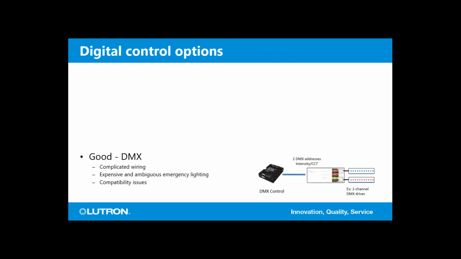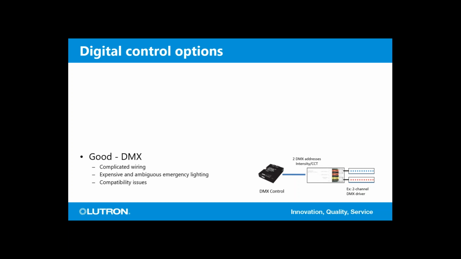So digital control options, let's go through those. A good option is DMX. The downside of DMX is the wiring is a little bit complicated. It has polarity, which is one thing that needs to be wired correctly. It can be expensive to do emergency lighting. Every building has emergency lighting, and depending on how that's achieved, if you're trying to use the fixtures that have the DMX control in them, it can be a little bit vague.